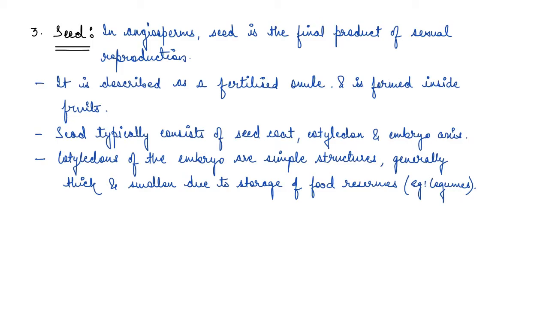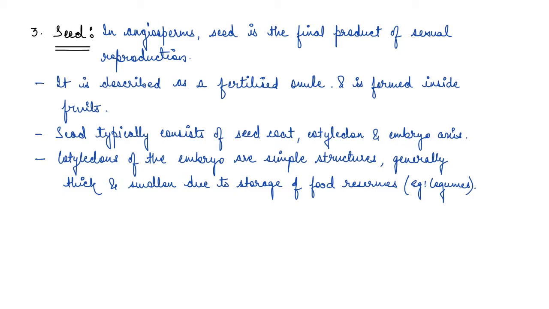Now, in angiosperms, in the flowering plants, seed is considered as the final product of sexual reproduction, right? So it is basically described as a fertilized ovule. And seeds are formed inside fruits. A seed basically consists of three parts, one of which is the seed coat. It has a seed coat or seed coats. It has cotyledon, or if it is dicot, it has two cotyledons, and it has an embryo axis.